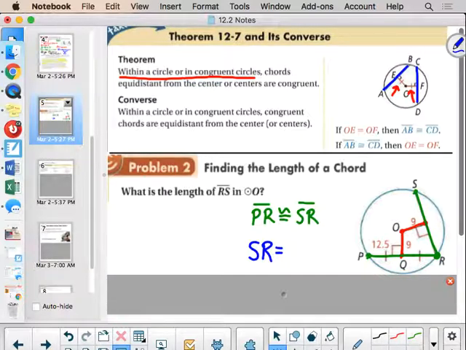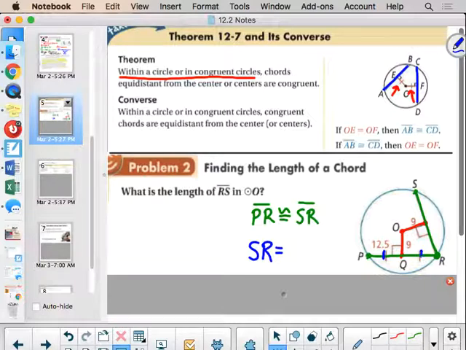What do I notice about PR? Go ahead, Susie. Very good. So one part of it is 12.5. PQ is 12.5. So is the whole thing going to be 12.5, Susie?